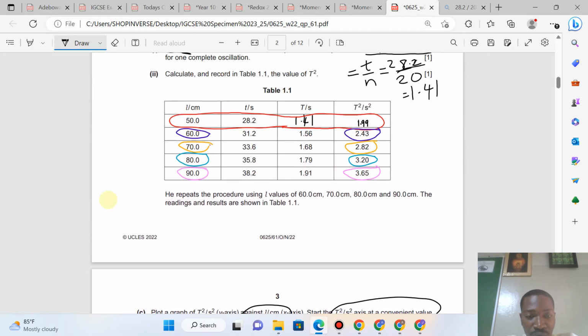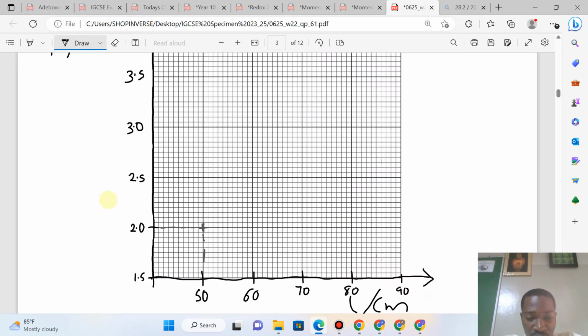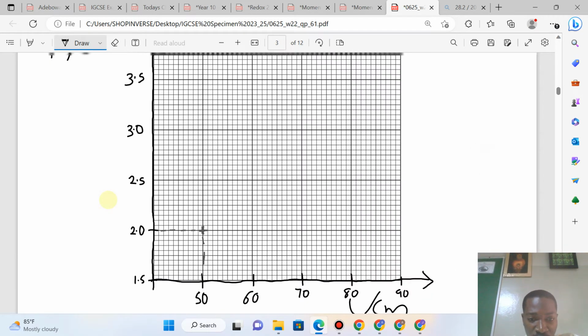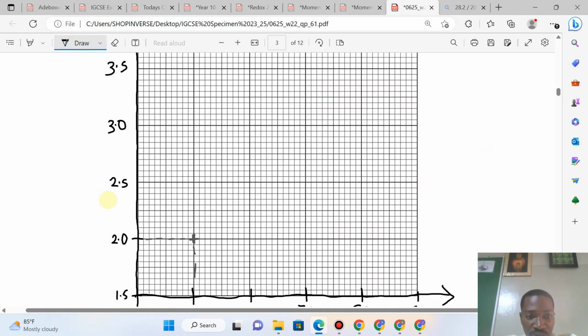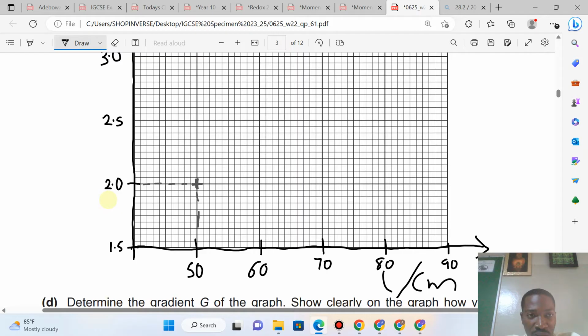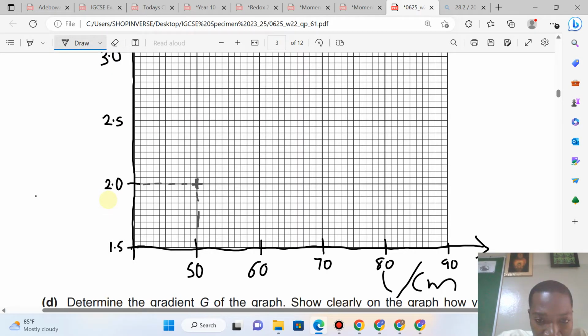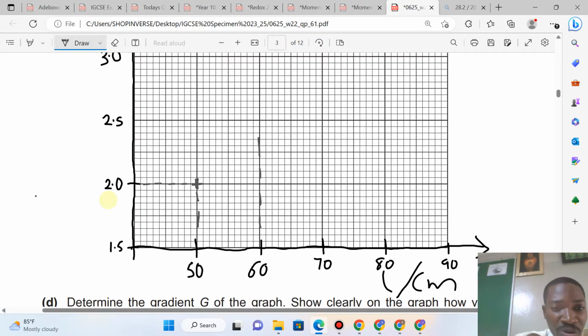From our table, when the length is 60, the period is 2.43. So we go to 60, we draw our dotted line and we'll bring it to 2.43. Let's go to 60. So at 60, let me go back to our pencil so I can draw. 60, I will draw dotted lines. I'll bring them up here. Then I'll go to 2.43.